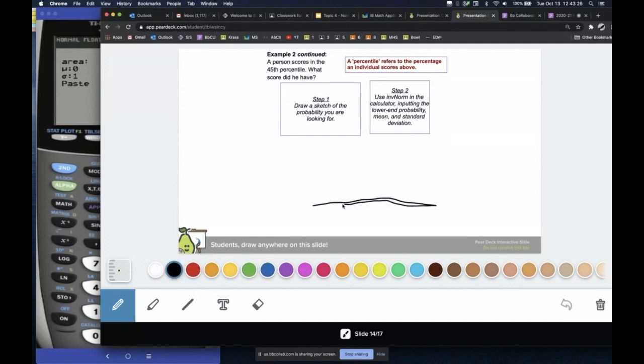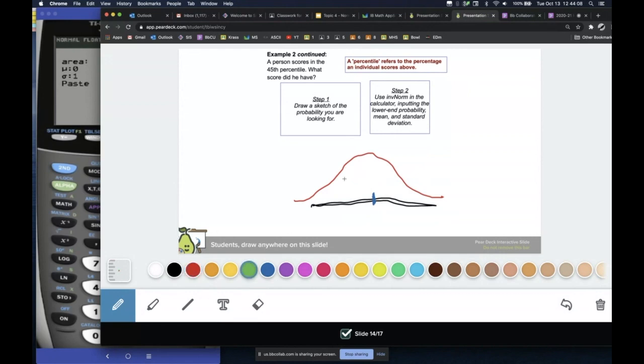So we have our x-axis here. It says a person scores in the 45th percentile. My mean is right here in the middle. I don't know what my mean is, but I do know that I'm going to have a curve like this. And 45th percentile means you did better than 45% of the students, not the other way around. Which means 55% of the people did better than you.